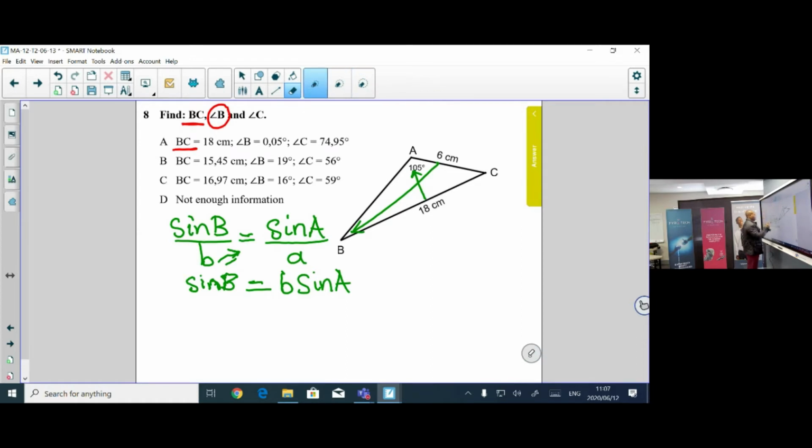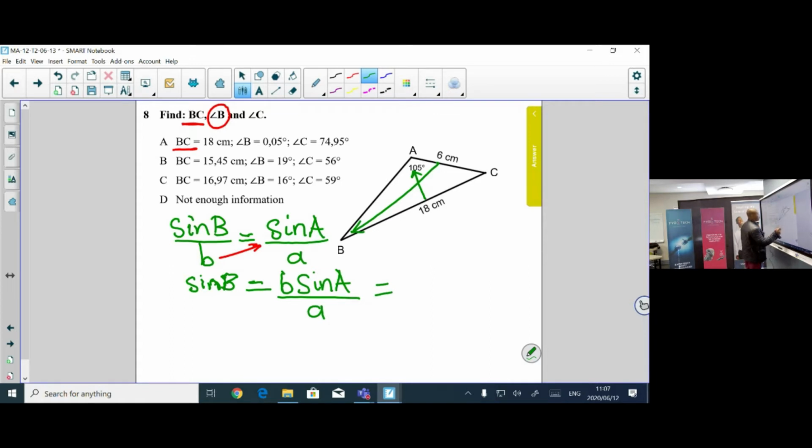And in doing that, in cross multiplying it, it becomes B sine A over A. You still have your denominator. So it's a matter of substituting this, and you get your sine B.